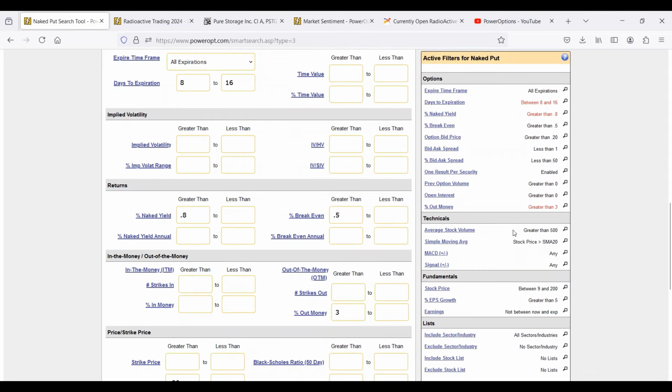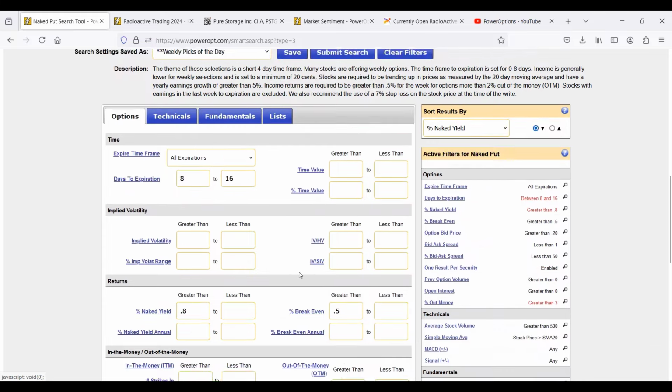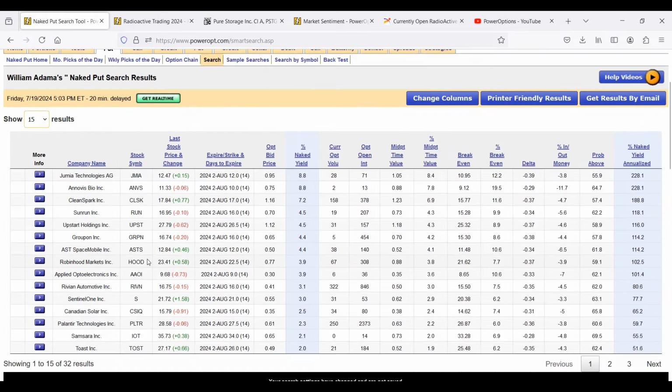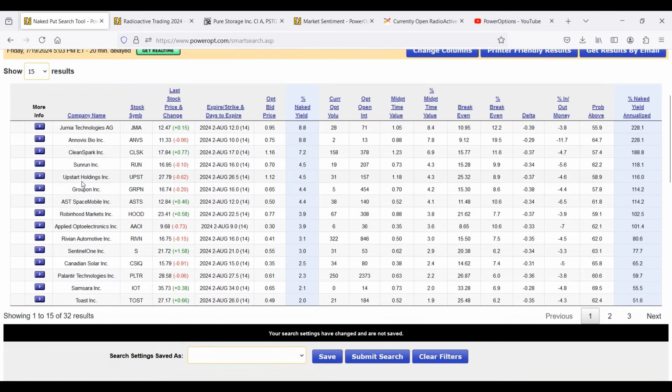But I'm keeping the same type of stock criteria: average stock volume, stock in an uptrend, avoiding earnings between now and expiration. The stock price requirement is based on your account, Vassili, so you can change that up to 400, 500. Positive earnings per share growth as well. We submit that search. We're seeing the same companies, some different ones in there: CleanSpark, Groupon came in, I don't know about AAOI, Rivian, Sentinel, Canadian Solar.